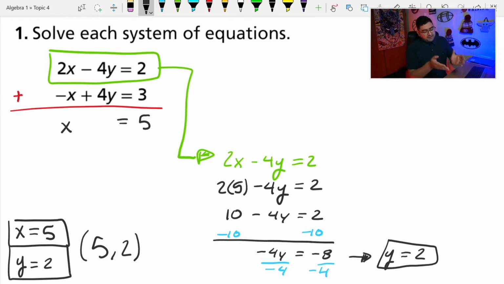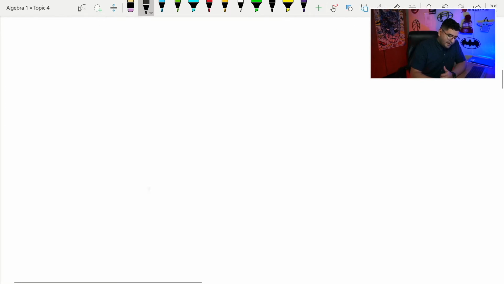And like I said, this problem was quite nice because we could add right away because we saw that the y's canceled out immediately. I didn't have to change any of the equations, but there are some times where we're going to have to change the equation. And that's what this next example is about.